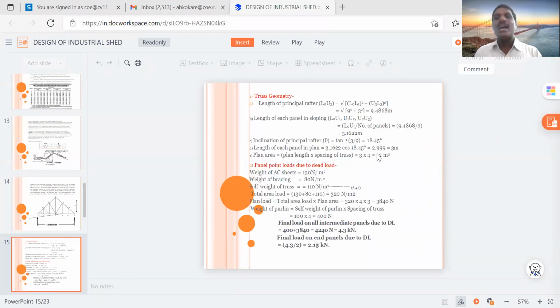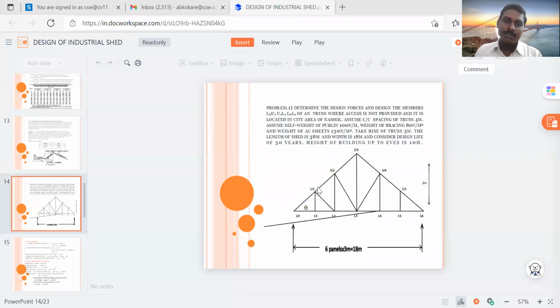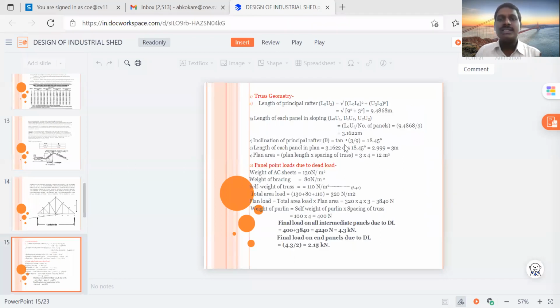How many panels to provide depends on us as the designer. Here 3 are provided; you can provide 4 also. So with 3 panels, each panel length is 3.16 meter. This L1 U1 length is 3.16 meter, U1 U2 is 3.16, and U2 U3 is also 3.16 meter. In this way, we have divided this inclined member into 3 panels. Similarly, the opposite side also. This is one side, this is another side, so for both sides we can provide these panels of size 3.16 meter.